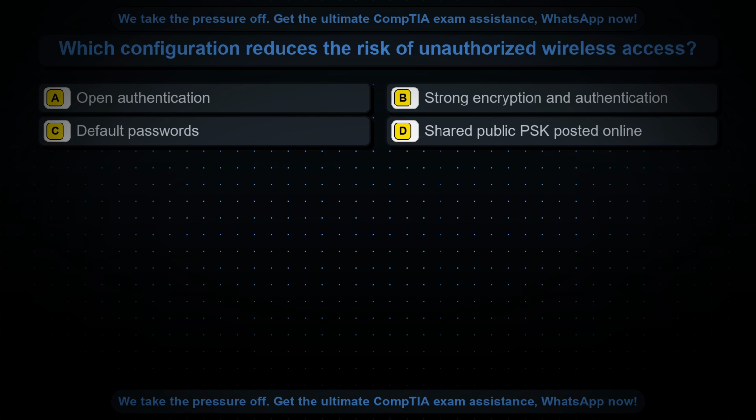Question 14. A company is looking to optimize its storage network to handle large amounts of data more efficiently. They want to reduce overhead and improve the speed of data transmission. Which of the following technologies would be the most efficient for achieving this goal? Option A, fiber channel. Option B, iSCSI. Option C, NFS. Option D, SMB.